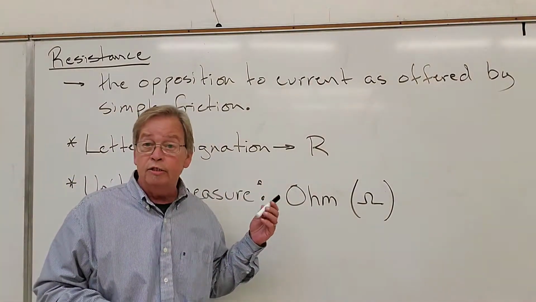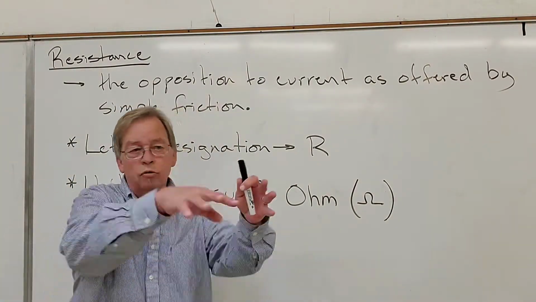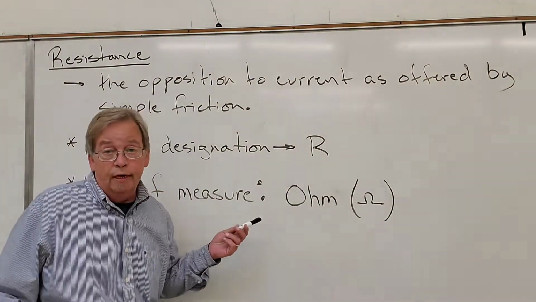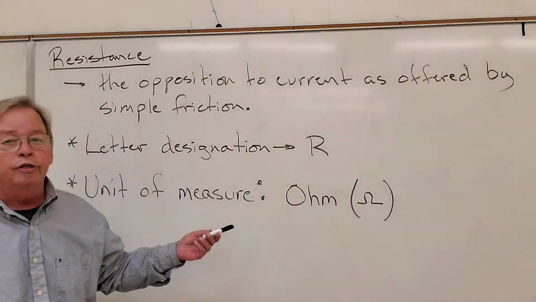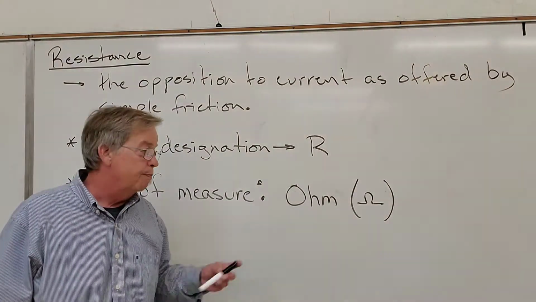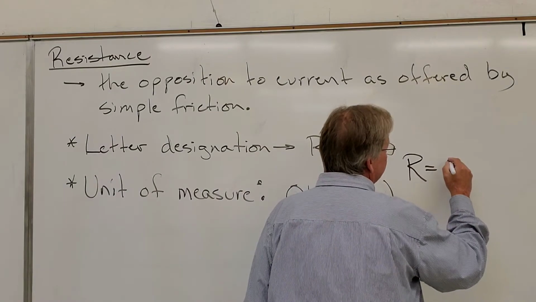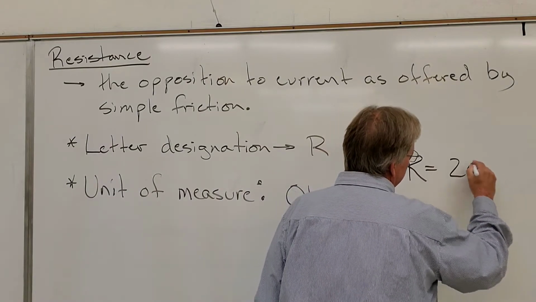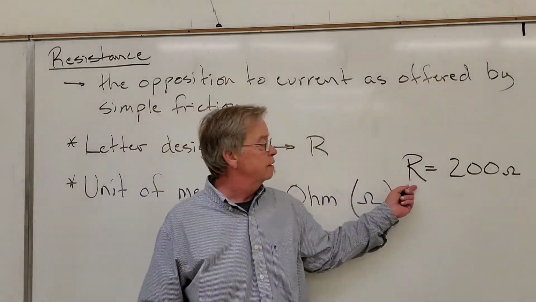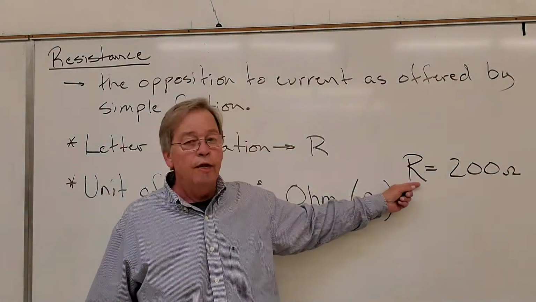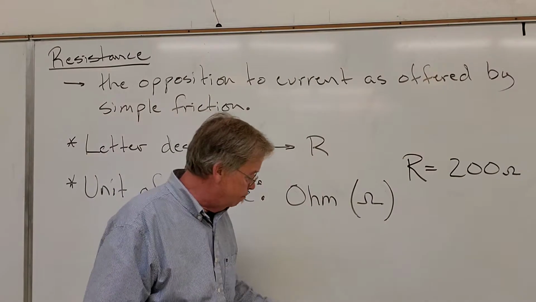It's the opposition to current offered by simple friction, just stuff being in the way that those electrons have to fight their way through. The letter designation for resistance is R. That one's pretty easy, resistance R. And then the unit of measure is called the ohm. They use the omega symbol to represent the ohm. And you would probably see it written something like this: the resistance R is equal to 200 ohms. So the unit of measure tells me where to put the number in the formula because of the letter designation. All right? So those are the big three.